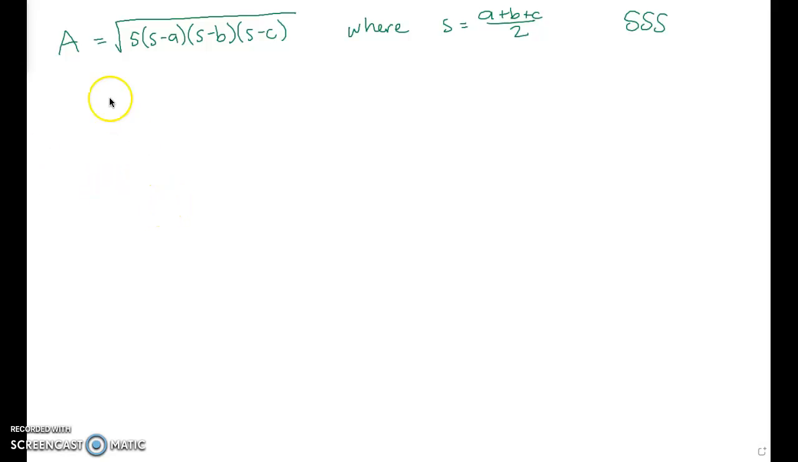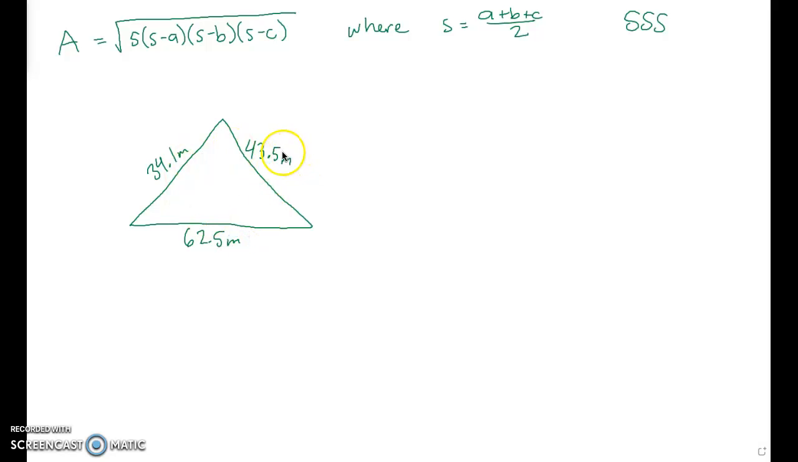So the developer has this random triangular lot. We don't know any of the angles, but we do know one of the sides is 34.1 meters. The other side is 43.5 meters. And the last side is 62.5 meters. That's all the information we're given there.